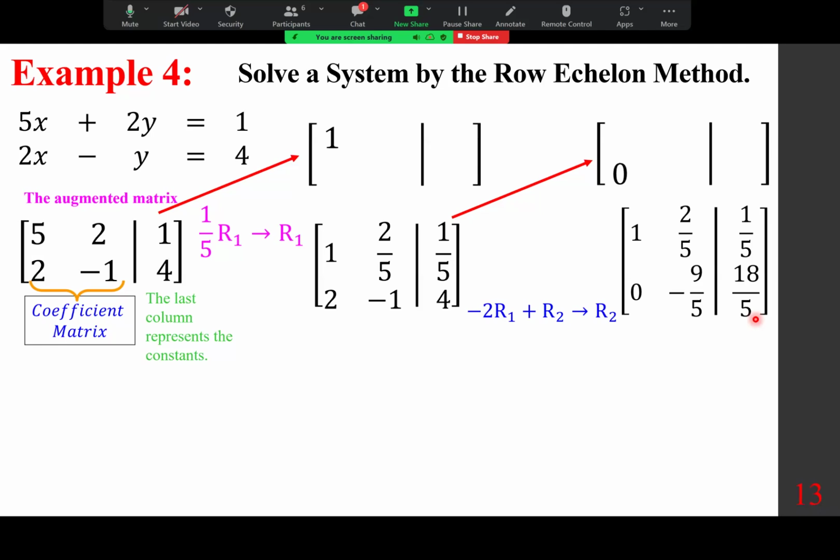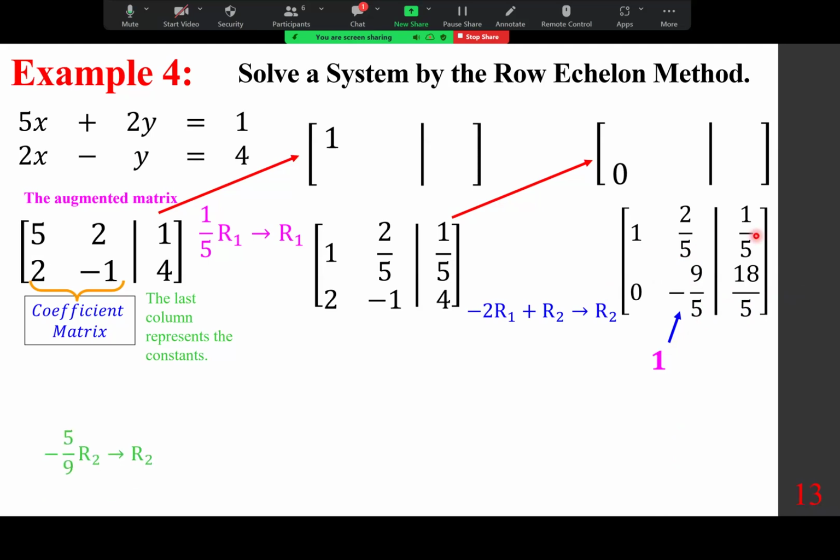What's the next one? We want to make this one 1. How do you make this one 1? Multiply everything by the reciprocal of that. That would be the fastest way. So the reciprocal of this number is minus 5 over 9. So minus 5 over 9 r sub 2 becomes the new r sub 2.